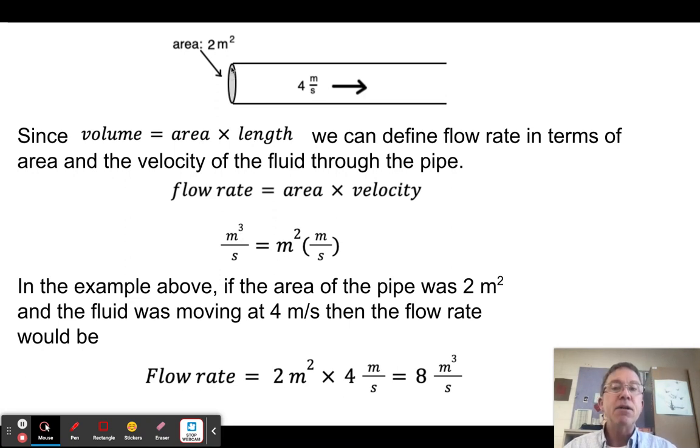So let's just look at this case here. I have a pipe with a cross-sectional area of 2 square meters, and I have a fluid flowing through it at a velocity of 4 meters per second. So what is the flow rate in cubic meters per second? Well, I would just say I have 2 square meters of area times 4 meters every second. So that's going to give me 8 cubic meters per second of water going into one end of the pipe and out the other end of the pipe.